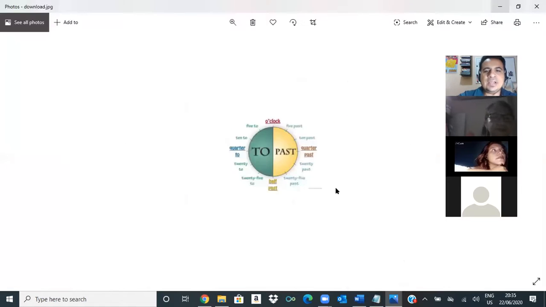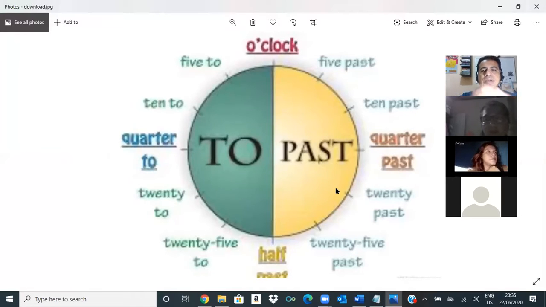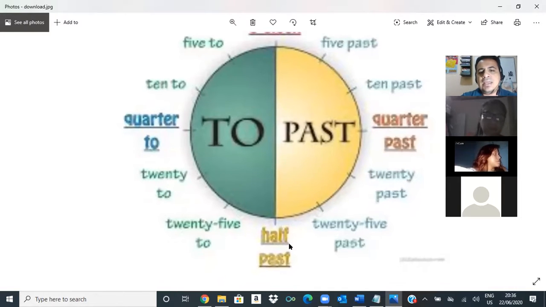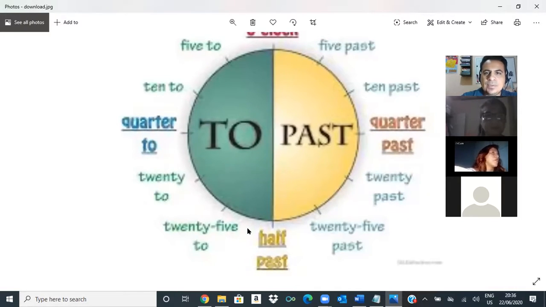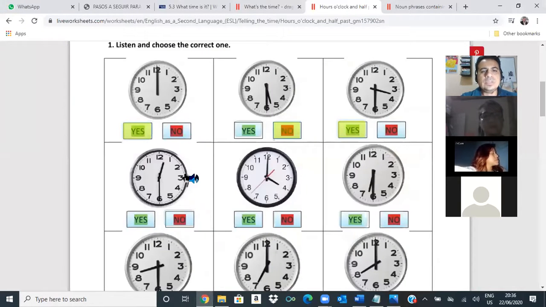Okay. Para refrescar, creo que algunos se acaban de incorporar. Remember this. When you're looking at a clock, cuando vemos un reloj con las manitas, entonces normalmente lo vamos a decir de esta forma. Remember, anything that's from 0 to 30, past. From 31 to 60, to. Aquí están las dos palabras que vamos a usar, past or to. Okay? And then you say 5 past, 10 past, 1:15, 20 past, 25 past. And then if you get here, you say 2:30. Okay? Let's go back.